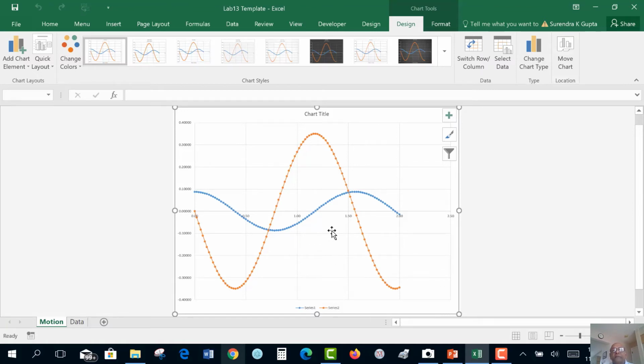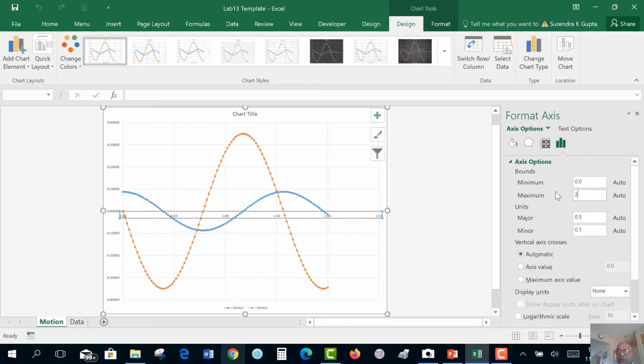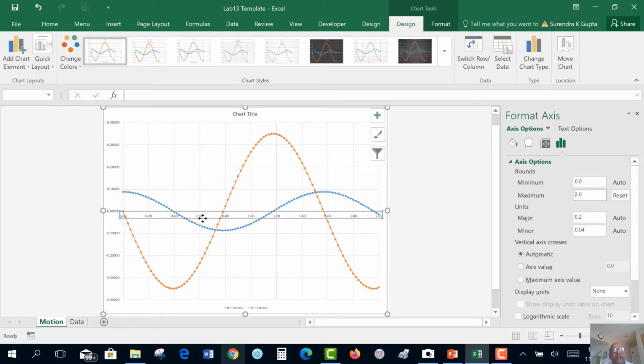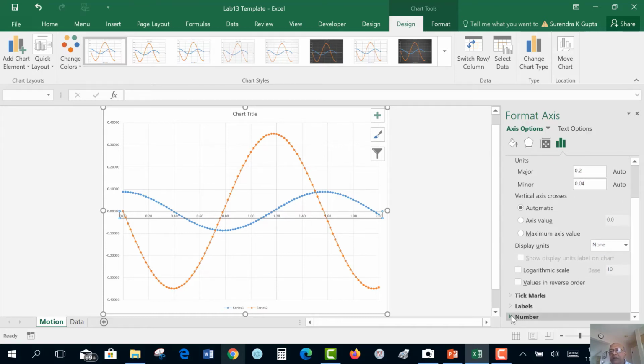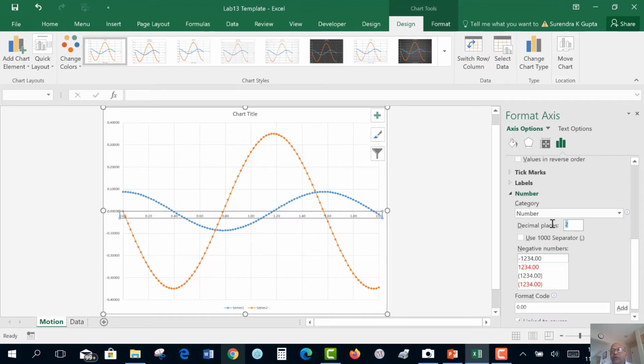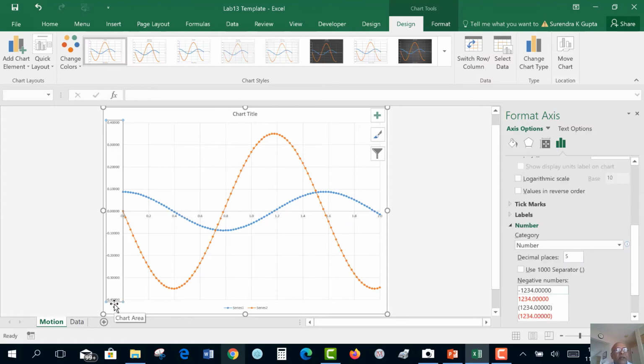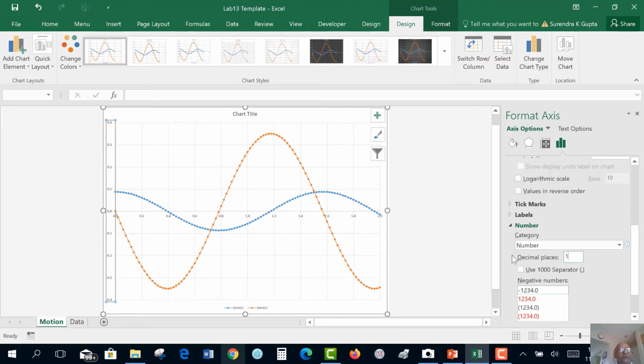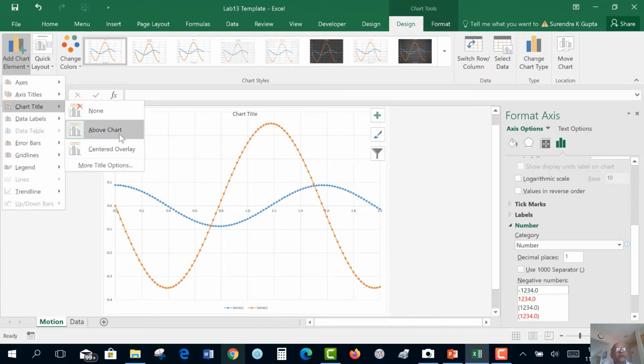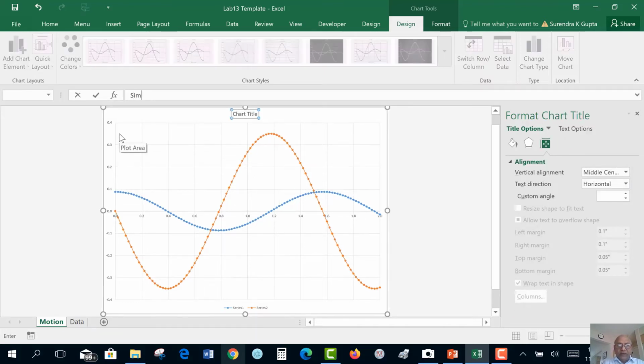Okay, so let's start doing some formatting so our numbers make sense. Format axes, we want it to go only up to 2. We have an extra digit, so let's make that 1. Okay, let's see the y-axis. So it goes from minus 0.4 to 0.4. So we just need 1 digit here also. Okay, let's put in some axes titles. So about the chart. So this is our simple pendulum.